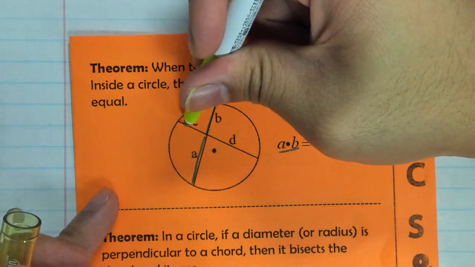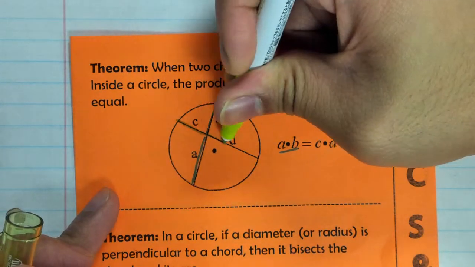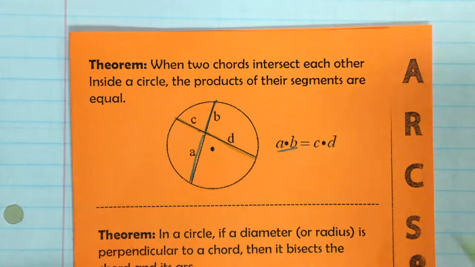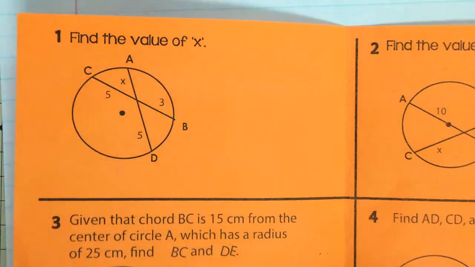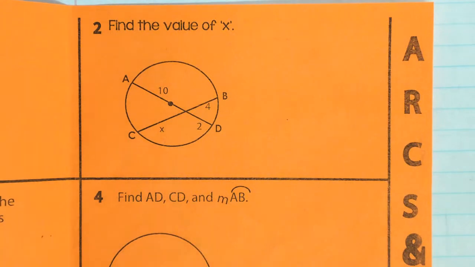equals C times D, which is what we have over here. So let's take a look at some problems here. Alright, find the value of x.